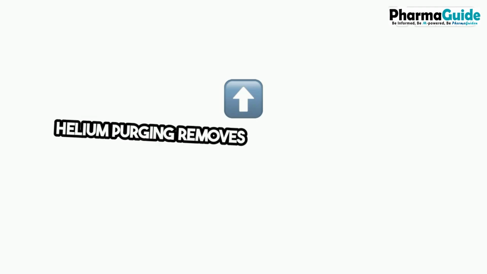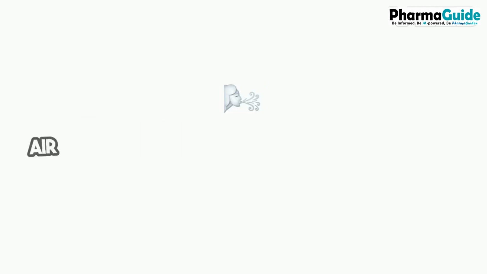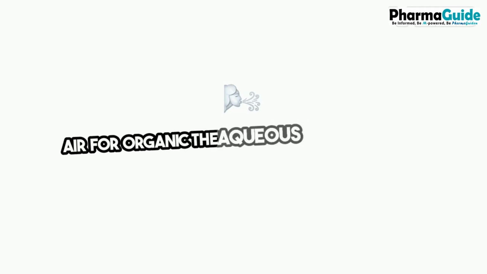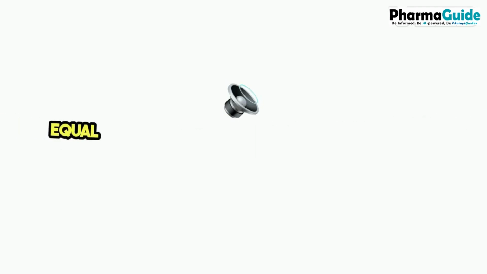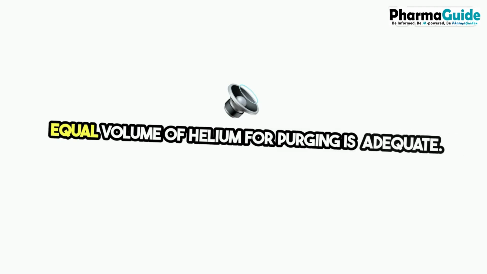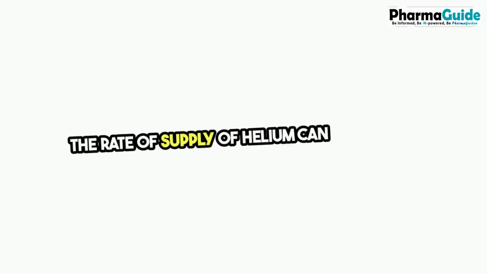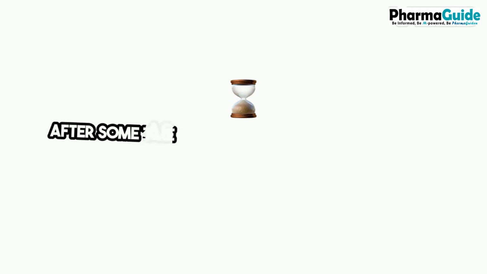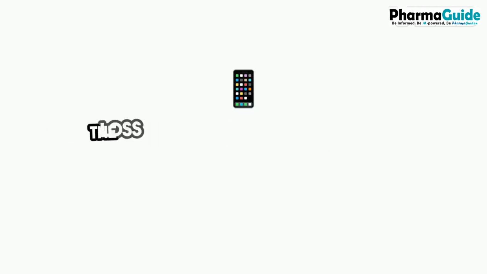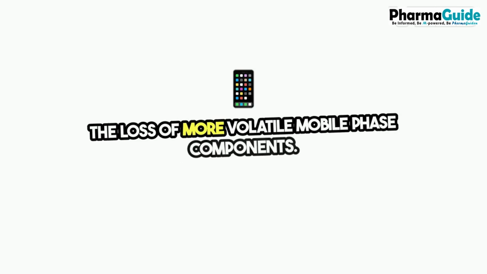Helium purging removes up to 80% of dissolved air. For organic-aqueous mobile phase, an equal volume of helium for purging is adequate. The rate of supply of helium can be reduced after some time, as excessive purging can lead to the loss of more volatile mobile phase components.